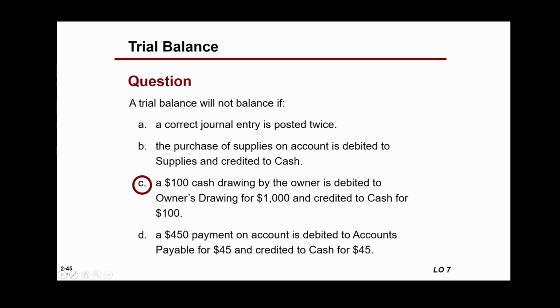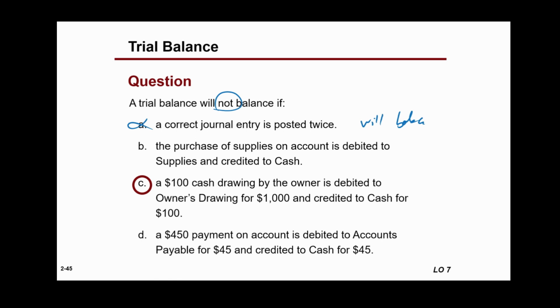If a correct journal entry is posted twice, here the question is, will the trial balance have the same total credits and total debits? Yes, because at the end, say you added $500 under credits, you will also add $500 under debits. So this one will balance. Next, the purchase of supplies on account is debited to supplies, that's correct, and credited to cash.